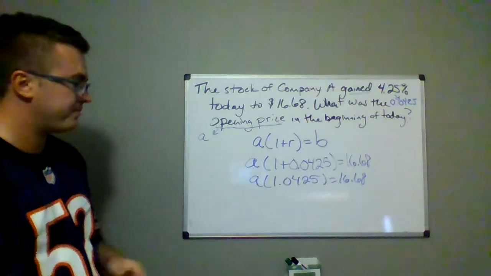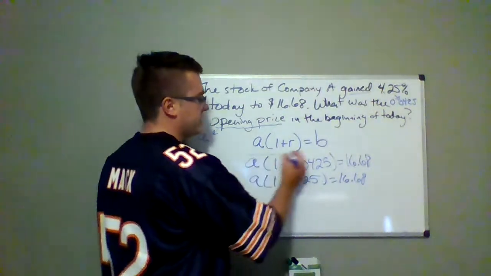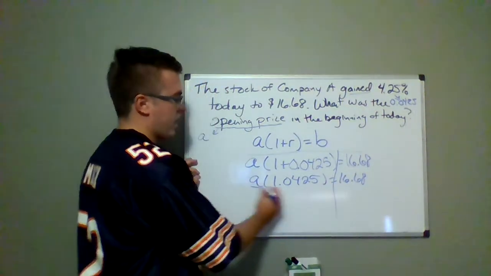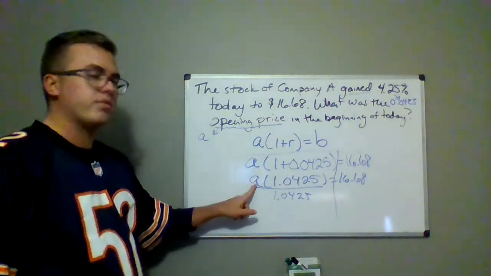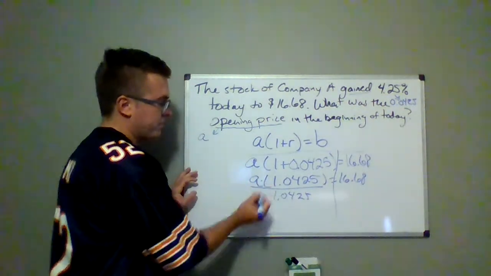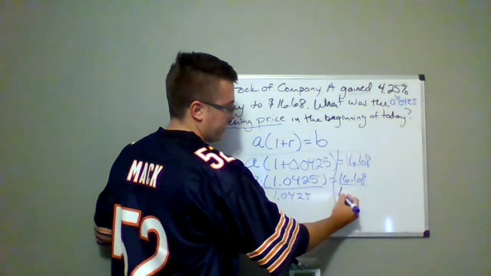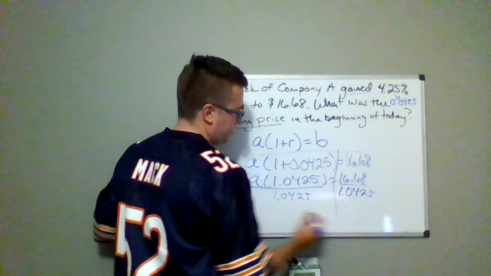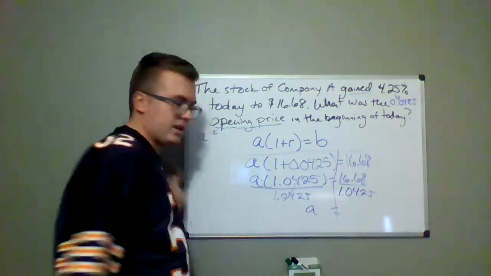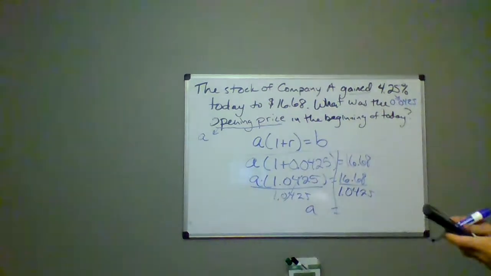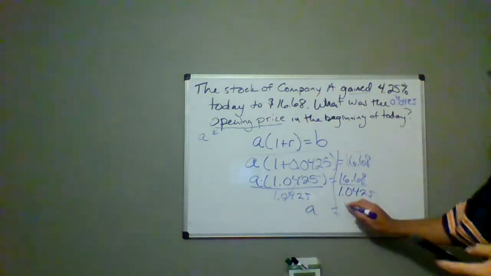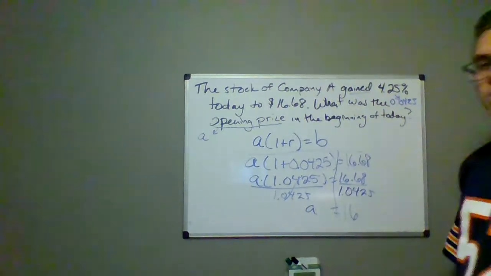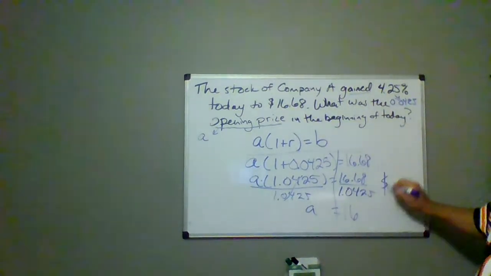Then from here, all I have to do is divide by 1.0425, because remember when there's a variable in front of the parentheses, there's that invisible multiplication. So I'm going to divide this by 1.0425. And A is going to be, using my calculator, 16.68 divided by 1.0425 is going to give me 16, which means that my original price is $16.